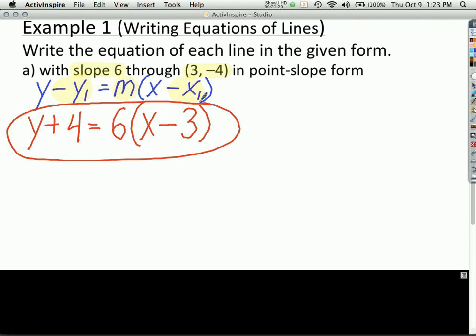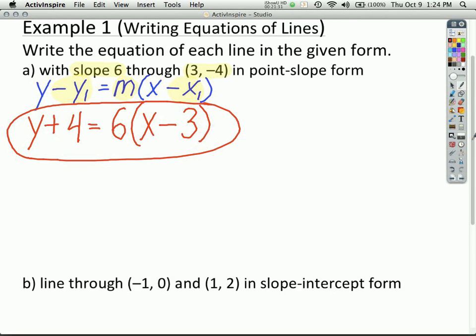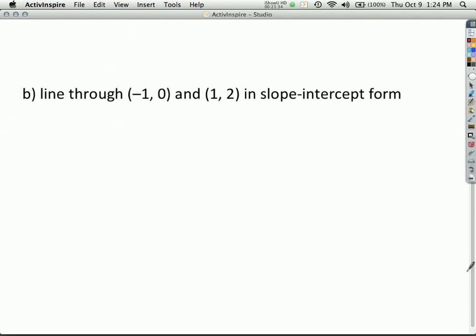Does anyone have any questions on how we put all of this together? Not so difficult. But what about when we're only given points?